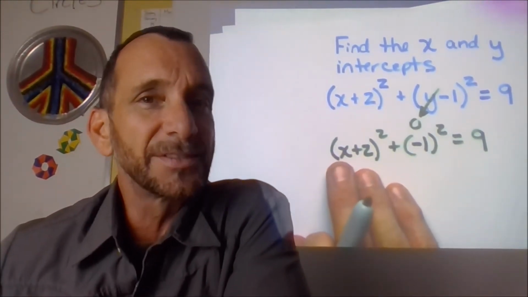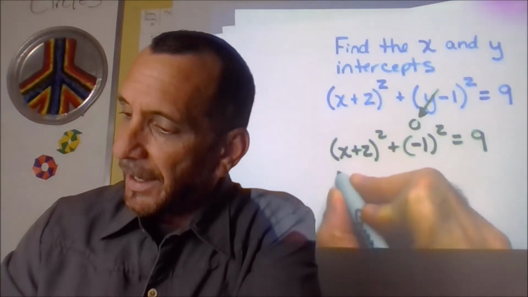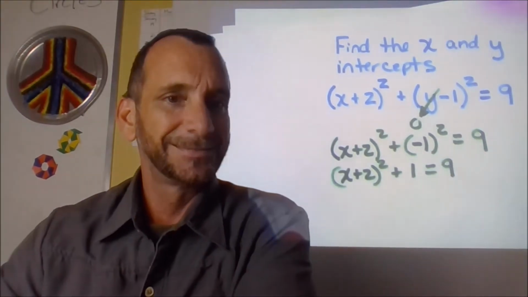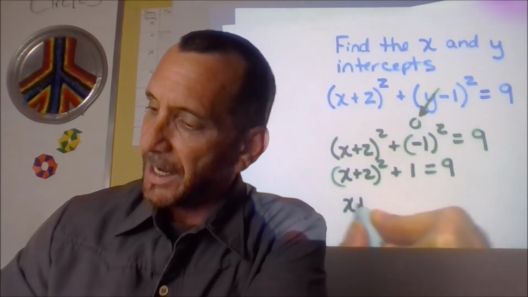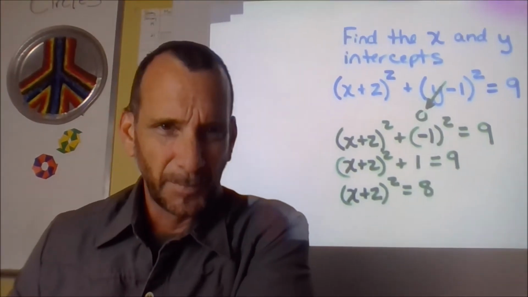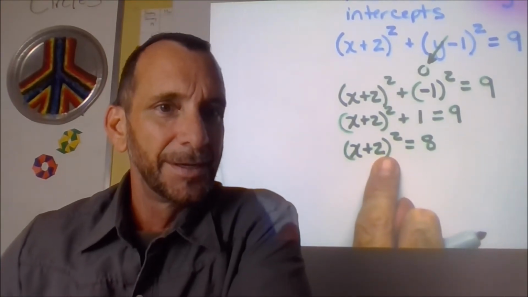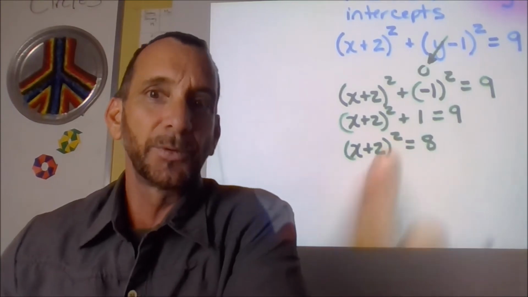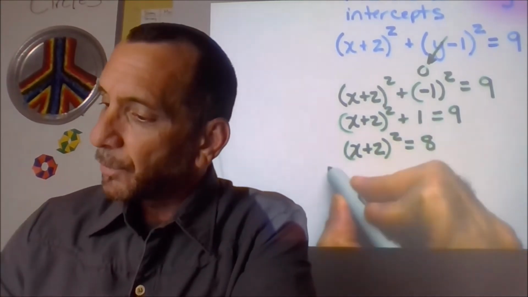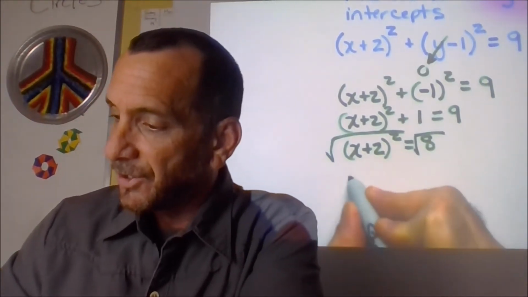So we want to solve for x. We want to find where this circle crosses the x-axis. We need to be a little bit careful with that. We know that this is (x plus 2) squared plus 1 equals 9. We're going to move that 1 over there, and we're going to say (x plus 2) squared equals 8. Now we've got this entire term squared, and we want to get rid of that exponent. The opposite of squaring that entire term is to take the square root. So we're going to take the square root of both sides, and when we do that, this squared term disappears.